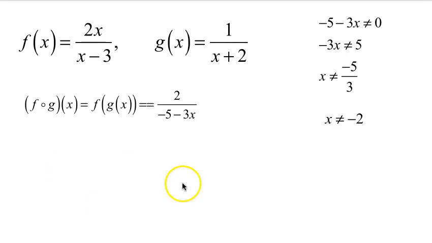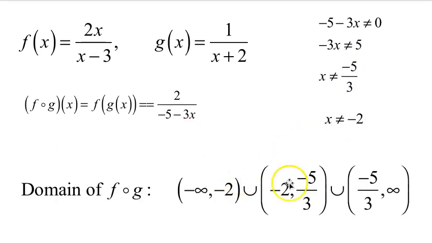So we construct our interval notation answer. Negative 2 is a little bit left of negative 5/3, a little bit less than negative 5/3. So negative infinity to negative 2. Then negative 2 to negative 5/3. Remove negative 5/3, negative 5/3 to plus infinity. So that's how we would define the domain of f circle g in interval notation using that approach.